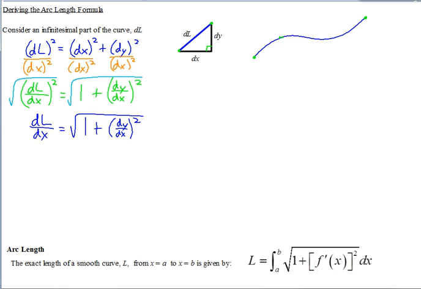And then we can multiply both sides by dx to separate the variables. So we'll have dl equals the square root of 1 plus, and another way of writing dy/dx, the derivative in function notation, is f prime of x, squared, dx.